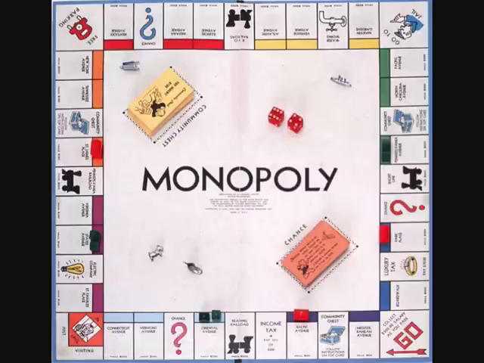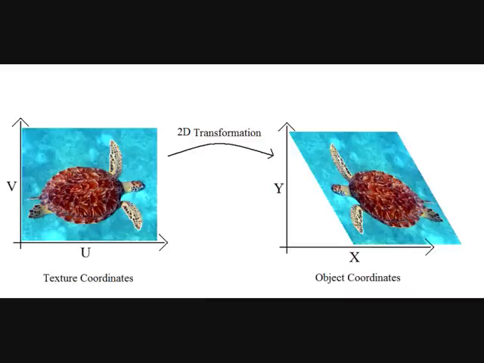Sometimes textures are essential to an object. What's a Monopoly board without any detail? So you have a texture image and an object. The question then is how to place the texture on the object.